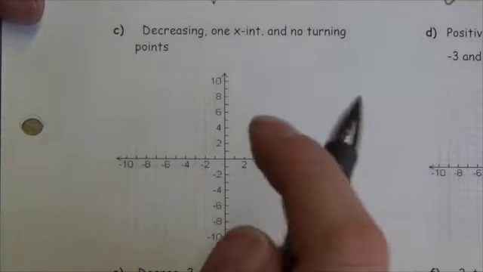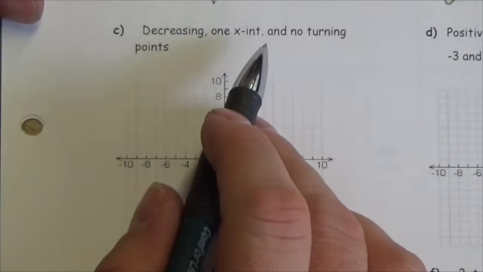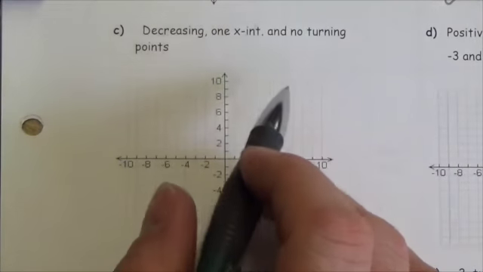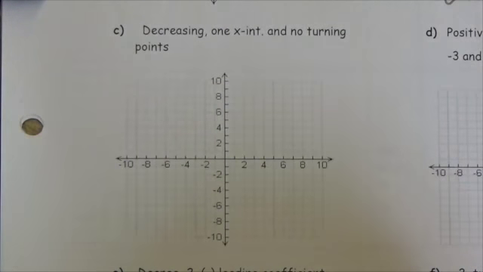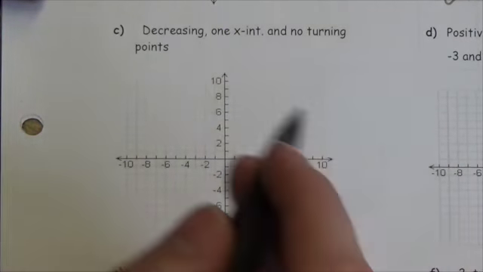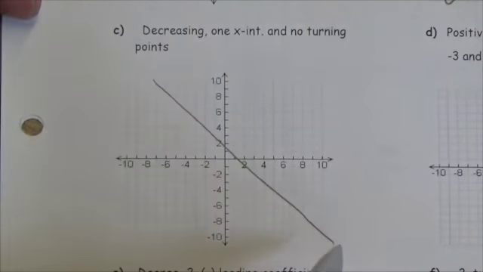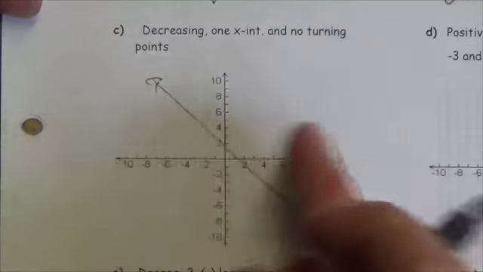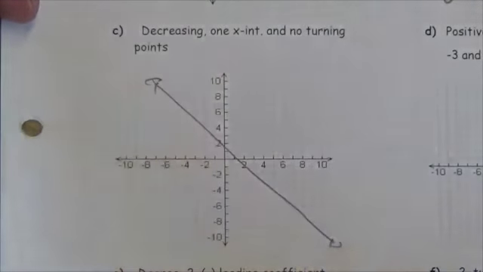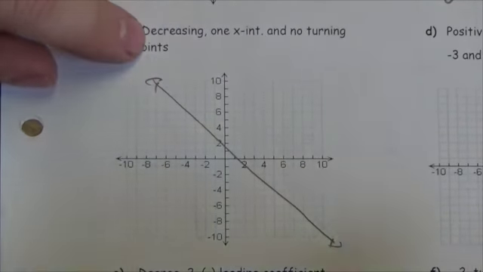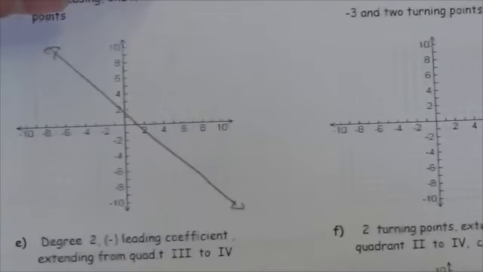Okay, let's look at the next one. It says decreasing, one x-intercept, and no turning points. No turning points suggests a linear function. And one x-intercept, decreasing, so basically just something going down. I can draw that wherever, but that's basically the gist of what's being described here: decreasing, one x-intercept, no turning points.